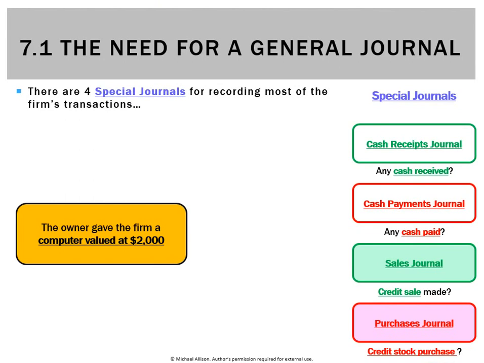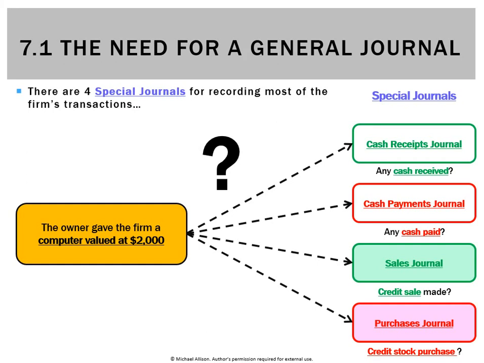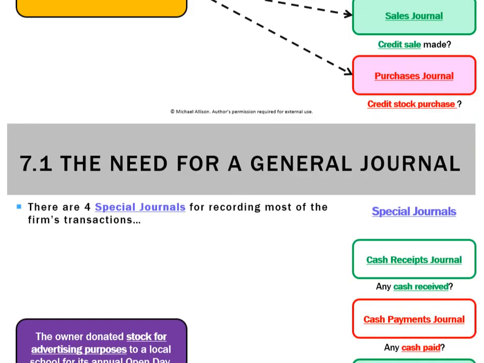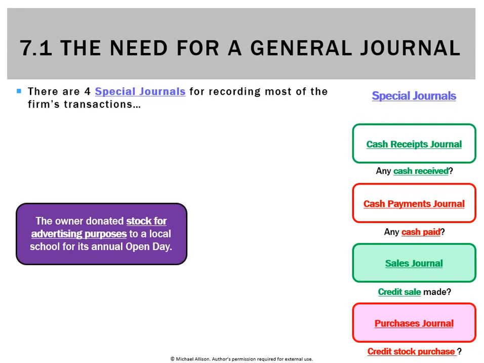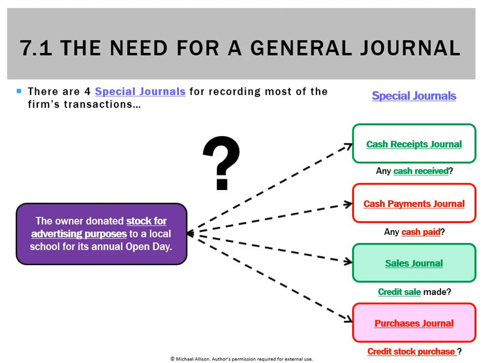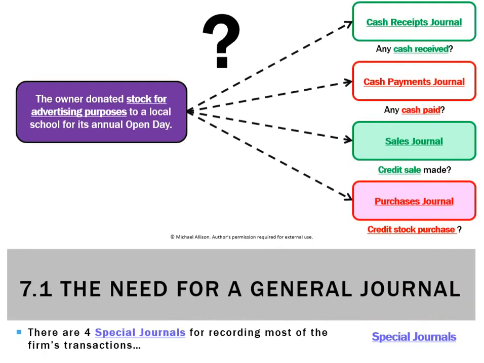Another example could be the owner giving the firm a computer valued at $2,000. Again, is any cash received? No. Or cash paid? No. Is there a credit sale or credit purchase of stock? No. So we can't record that in any of the 4 special journals. The owner donates stock for advertising purposes to a local school for its annual open day. Again, it just doesn't fit into any of the 4 special journals, so we need somewhere to record it.